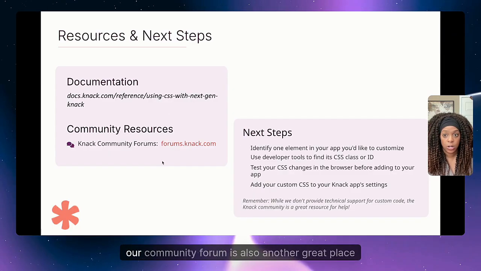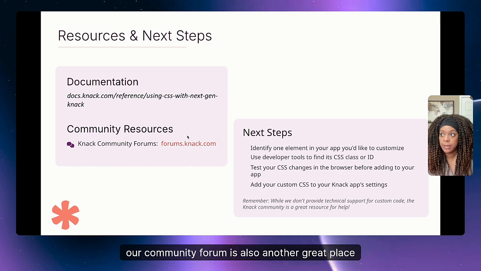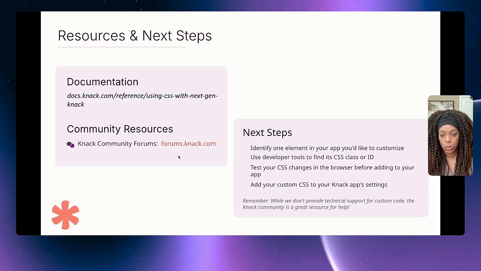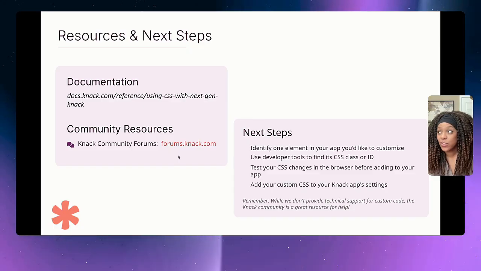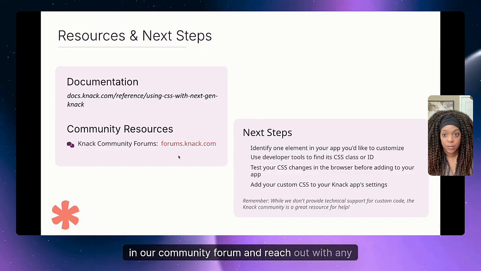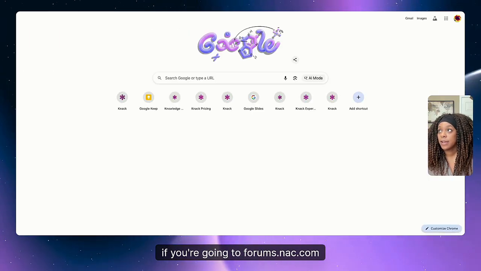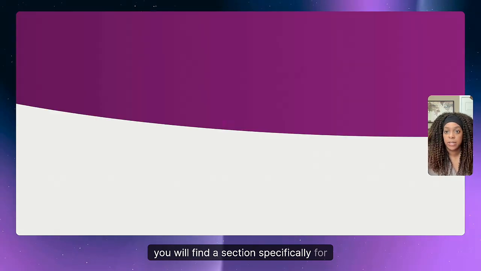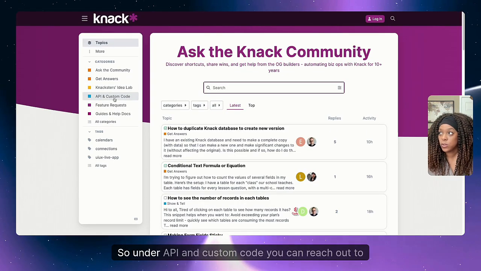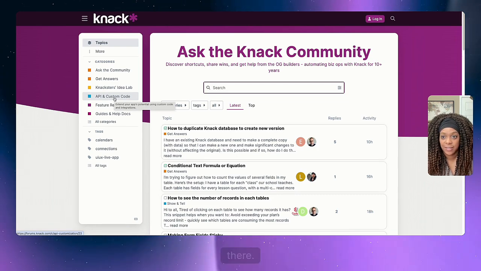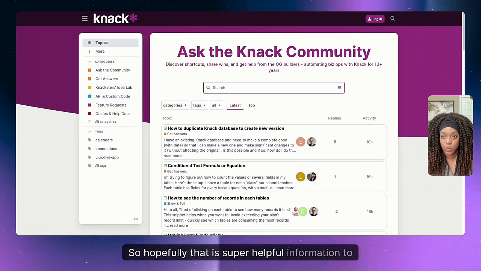Again, our community forum is also another great place. In general, Knack's support team doesn't offer support for custom code. So you will need to either reach out to a developer, work with a developer, or if you are a developer, you can connect with other developers in our community forum and reach out with any custom questions there. If you go to forums.knack.com, you will find a section specifically for custom code. Under API and custom code, you can reach out to the community and ask your custom code questions there. So hopefully that is super helpful information to you.